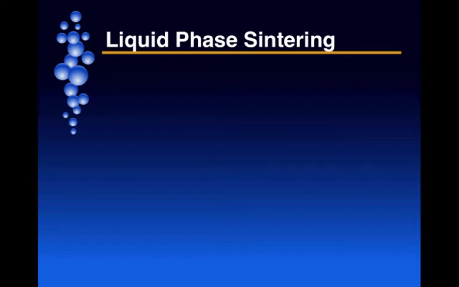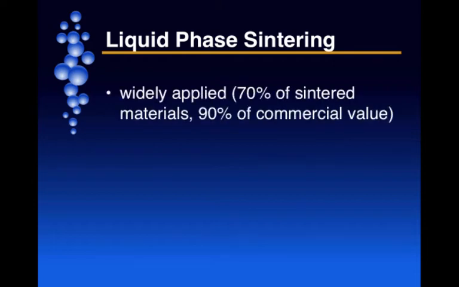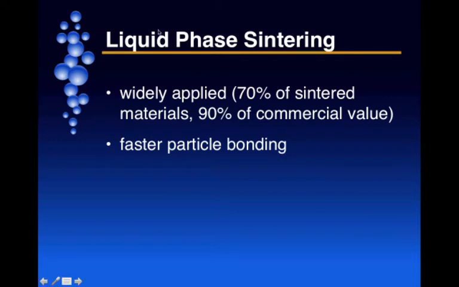As opposed to solid state sintering, the presence of a liquid phase allows for densification because diffusion of atoms through the liquid phase is much faster. In fact, most of the materials that are sintered are typically liquid phase sintered. So 70% of all sintered materials, 90% in terms of dollar value. You have faster particle bonding, so that's one advantage of liquid phase sintering.